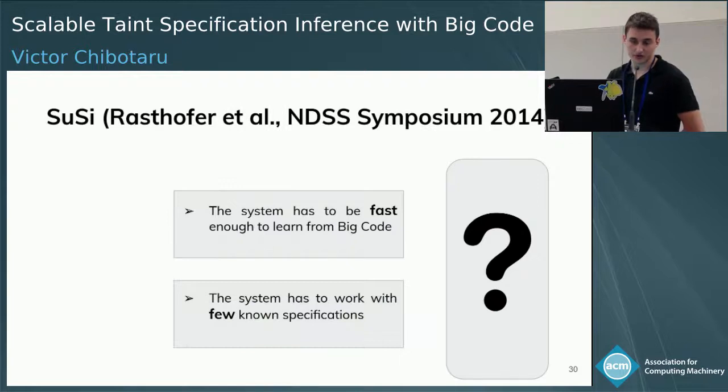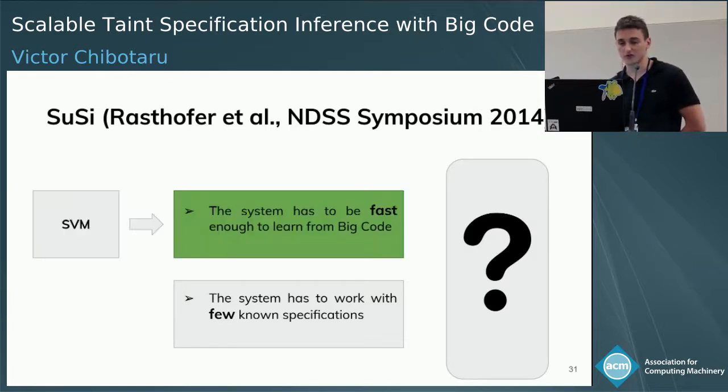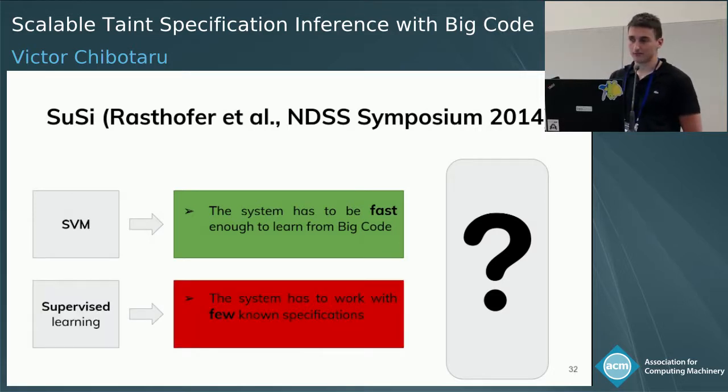The second system is SUSI, which has a similar goal. It's a system that uses a support vector machine model to detect new sources and sinks for Android privacy leaks. But as you might guess, since it uses SVM, it requires a lot of supervision to work.